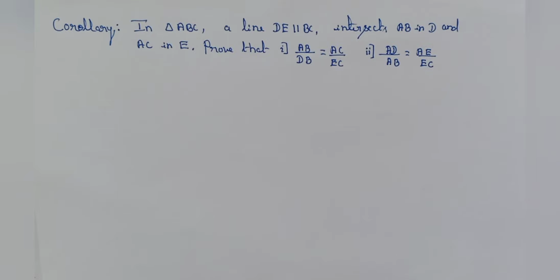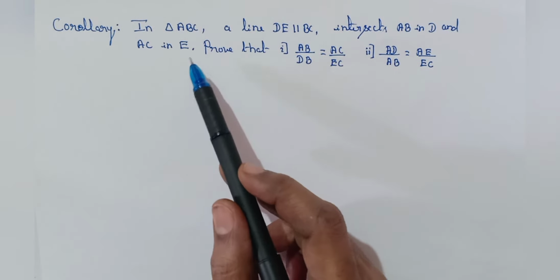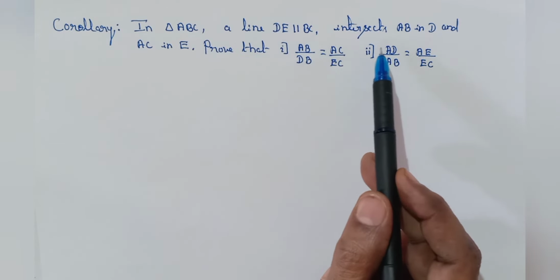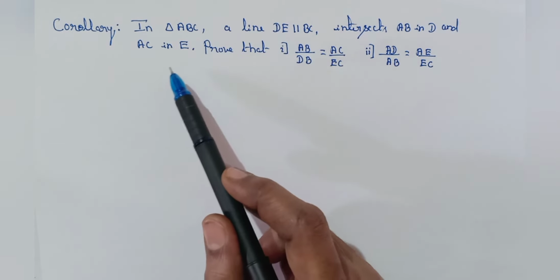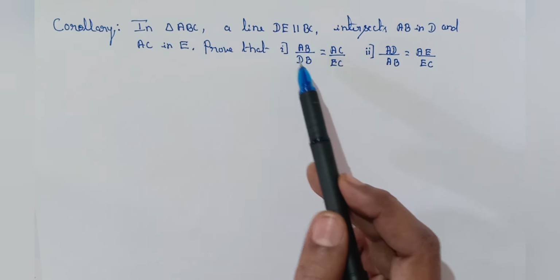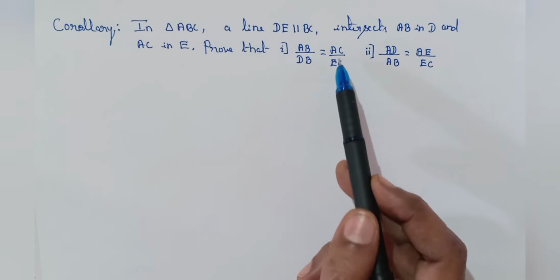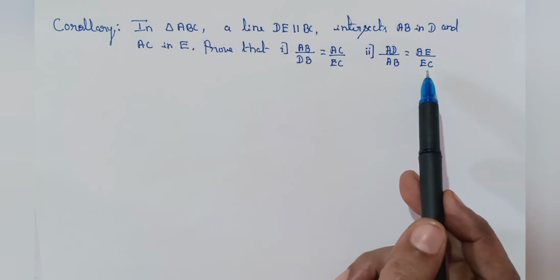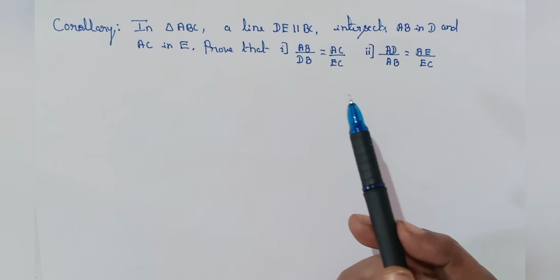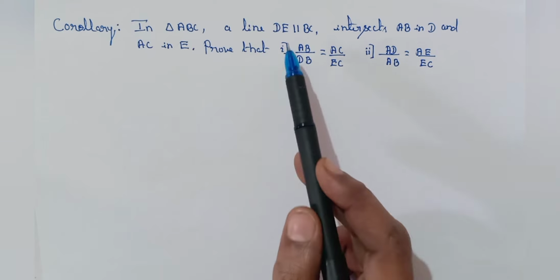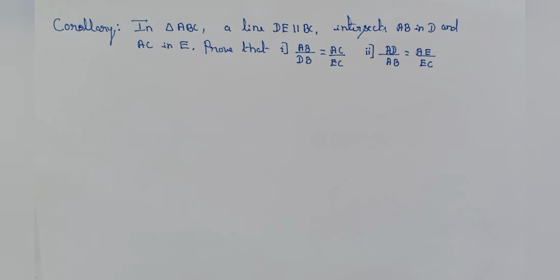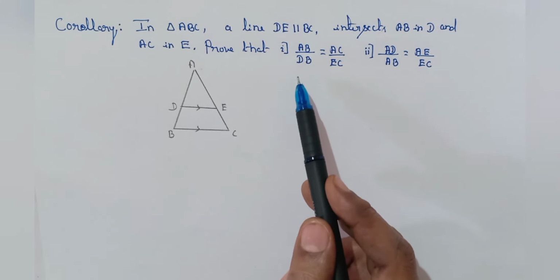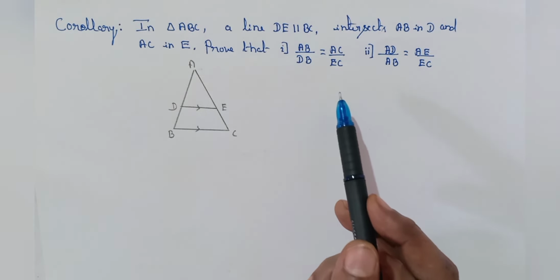Now, let us prove the corollary. In triangle ABC, a line DE parallel to BC intersects AB in D and AC in E. Prove that AB by DB is equal to AC by EC and AD by AB is equal to AE by AC. Now, draw a triangle ABC and DE parallel to BC. First, we have to prove AB by DB is equal to AC by EC.